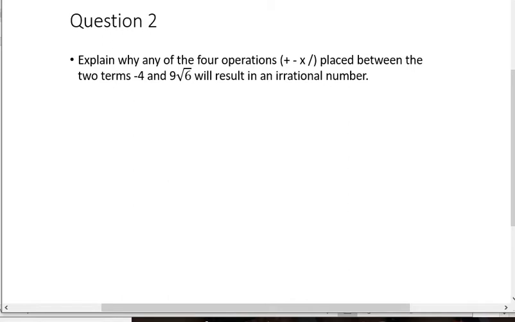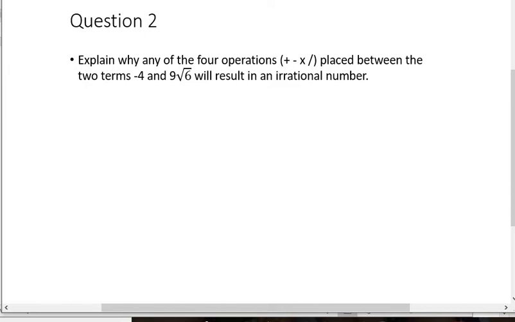All right, number 2 from our constructed response for Unit 5. This is just an explanation problem. So you're not necessarily solving anything, although you can use some basic examples to explain your reasoning. Here it says, explain why any of the 4 operations, so addition, subtraction, multiplication, or division, placed between two terms, -4 and 9 square root of 6, is going to result in an irrational number.